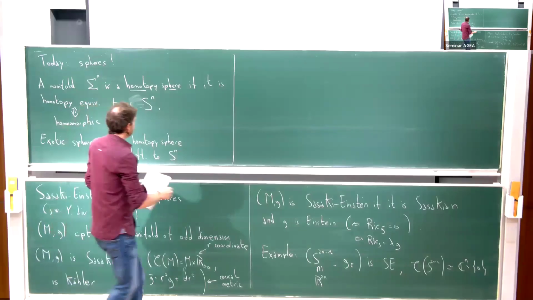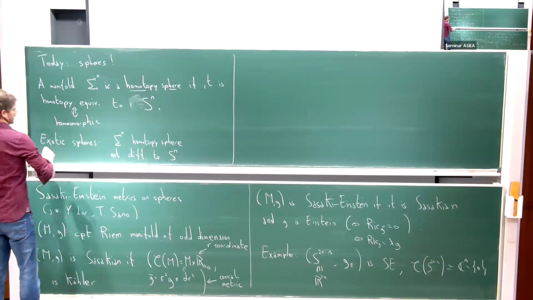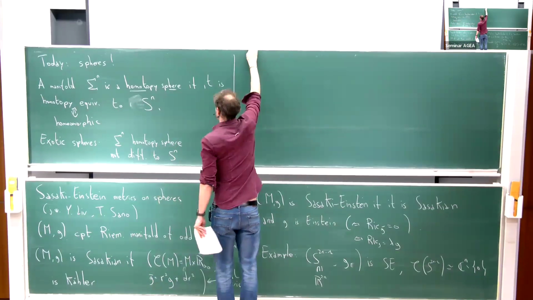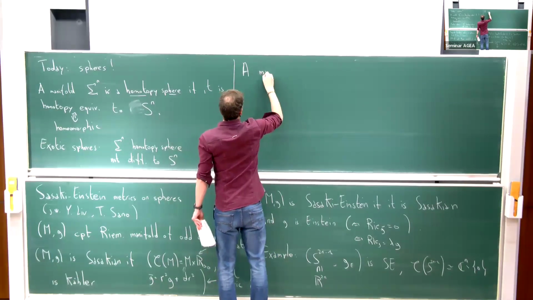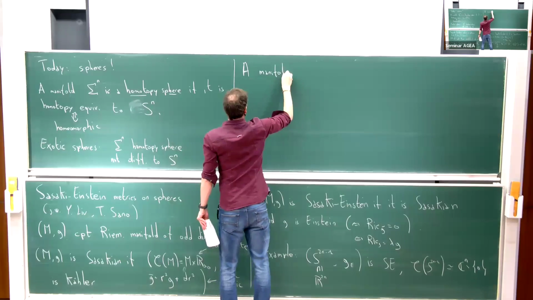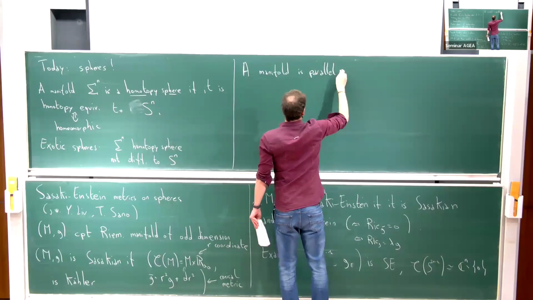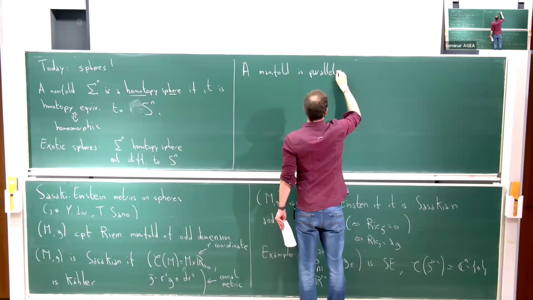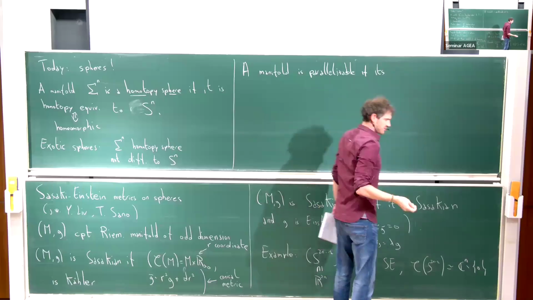And then the last definition I need, and then I'm essentially done, is what it means to be parallelizable for a manifold. It just means that the tangent bundle is trivial. So I'm going to write it: a manifold is parallelizable if its tangent bundle is trivial.